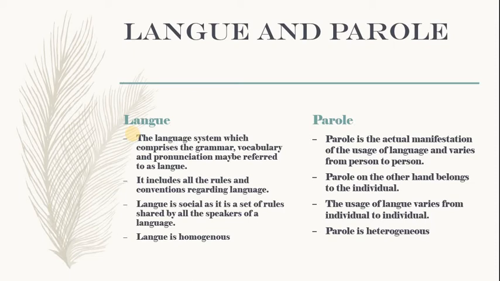What do we mean by homogeneous? Langue is homogeneous, which means it pertains to a set of rules that is finite in number. Everyone will be using the same set of rules. Whatever anyone utters, the base would be the same set of rules. Hence, it is homogeneous. The rules are the same for all.